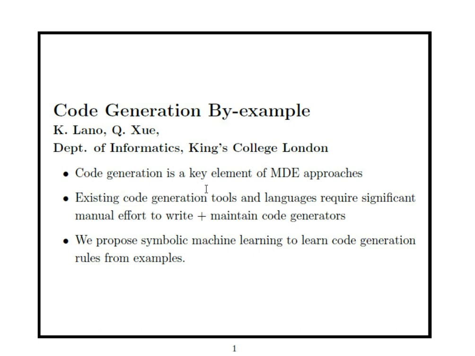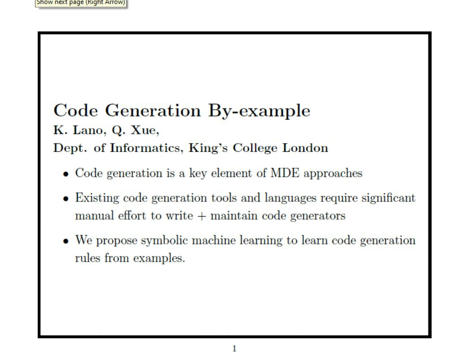But the actual construction of code generators is a complex matter. It requires considerable expertise in both the starting language, which might be a subset of UML, and in the target language, which might be a language like Java or C or Python. So these code generators require significant manual effort to write and indeed to maintain, and we can find examples that have taken several person years to construct. So it's important for the usability of model-driven engineering to improve the construction of code generators.